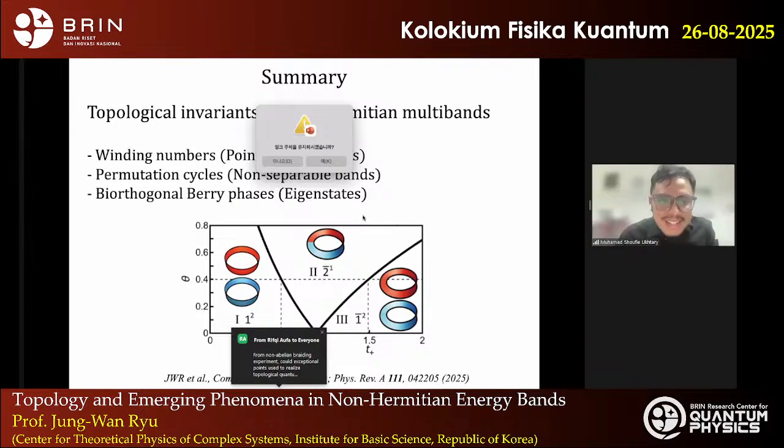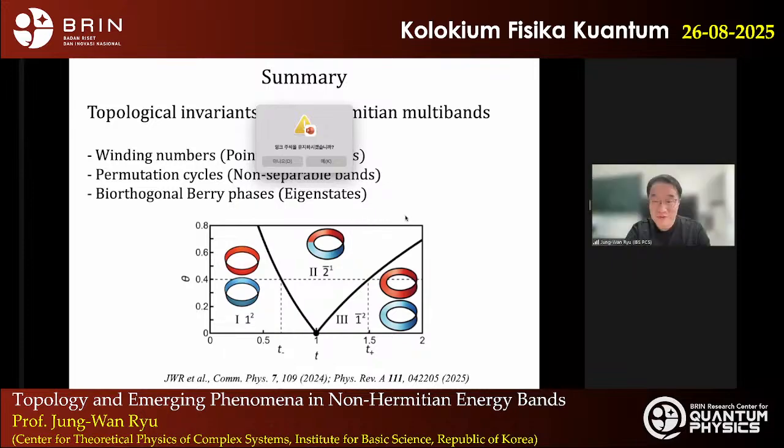Why do we only use the permutation cycle and Berry phase in the classification? From Emil. Can you hear me? Yes, we can hear you. Why do we only use the permutation cycle and Berry phase in the classification?